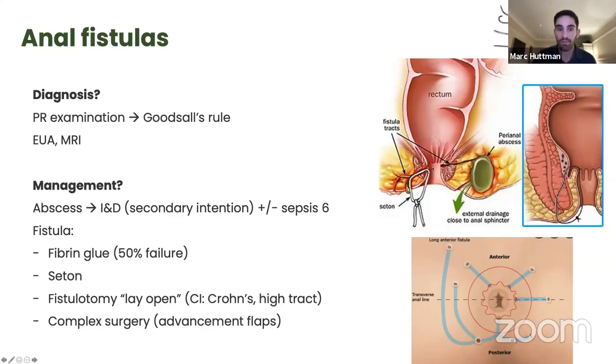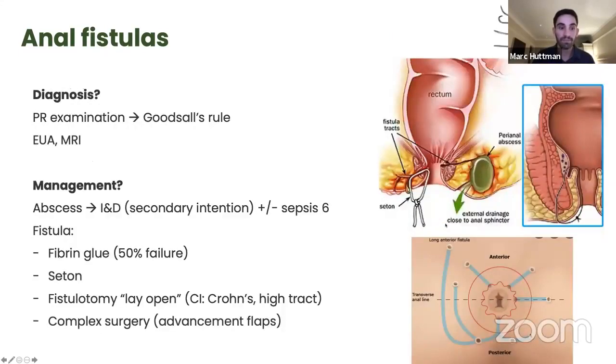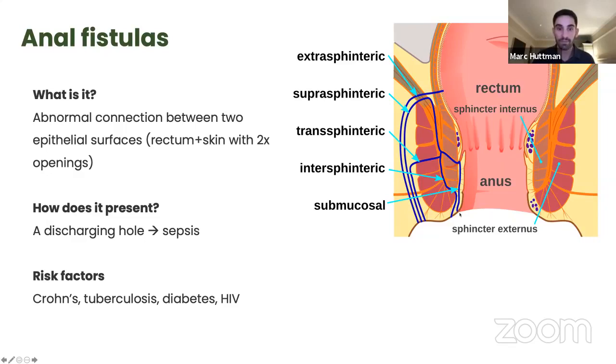So you've now got a larger anus, if that helps you visualize it, which is obviously useful for the superficial ones. Sometimes maybe the transphincteric, because if you have most of the external, that's fine. But if you've got an intersphincteric, or a suprasphincteric, you can't really do a laying open procedure, because imagine cutting away all this tissue, you've got no sphincter left and you're going to become completely incontinent. So fistulotomy is great if it's superficial, but not good if it's one of these other ones, suprasphincteric, transphincteric.